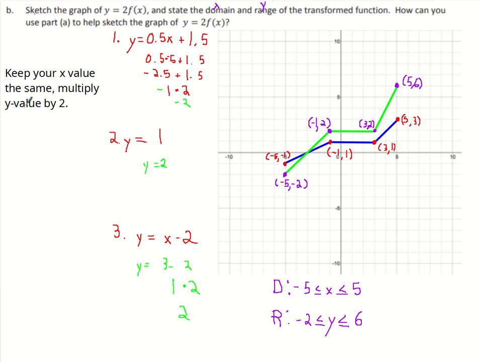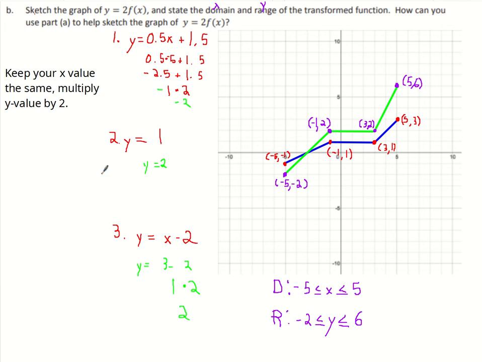And this idea is going to work no matter what piecewise function I have. If I can identify the key points in my piecewise function, those should be the only points that I have to keep in mind when transforming it.